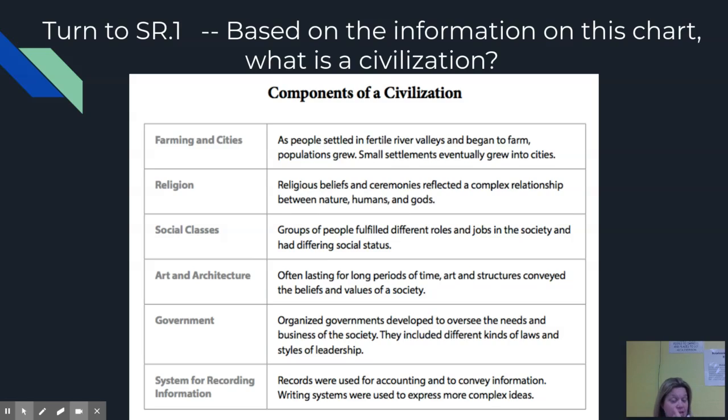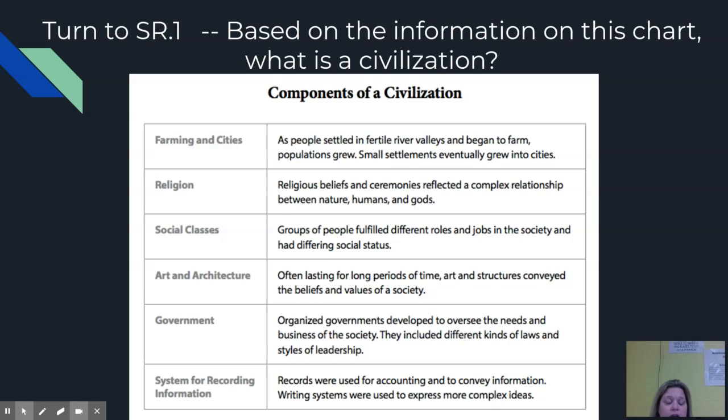That's one part. You have to have social classes, and we're going to learn about social classes during this time. But if you refer back to your fourth grade year, when you talked about the Middle Ages, there were social classes. You had your serfs, you had your merchants, and then you had your knights and nobles, and then you had your kings. Many people say, oh, that's not true. It is. There were social classes, and a social class is a group of people that fulfill different roles or jobs in society and had differing social statuses. And unfortunately, if you were born into a social status, it was very difficult, if not impossible, to get out of that social status.